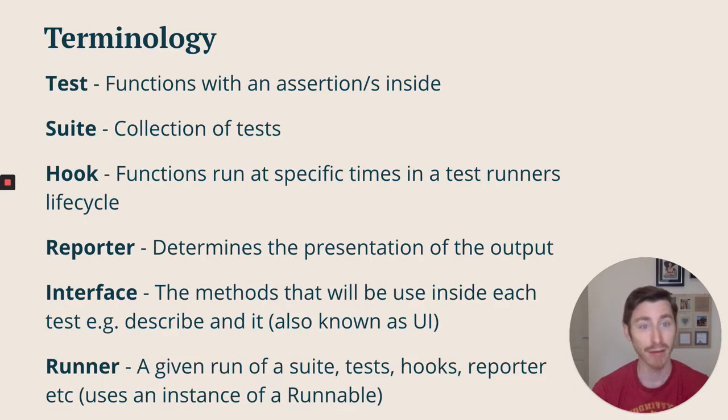So before we move on, here is some of the basic terminology for the core functionality of any test runner. You've got your test, which is functions with an assertion inside, suite, which is a collection of the tests, a hook, which are functions run at specific times in a test runner's lifecycle. There's the reporter, which determines the presentation of the output, the interface, which is the methods that will be used inside of each test. For example, there's describe and it, which is also known as the UI. And then lastly is the runner, which is a given run of the suite, test, hooks, reporter, etc. And this uses an instance of a runnable, which we'll take a look at later.